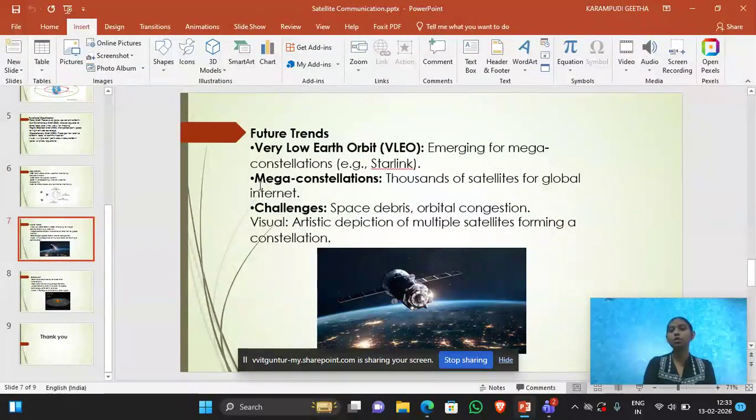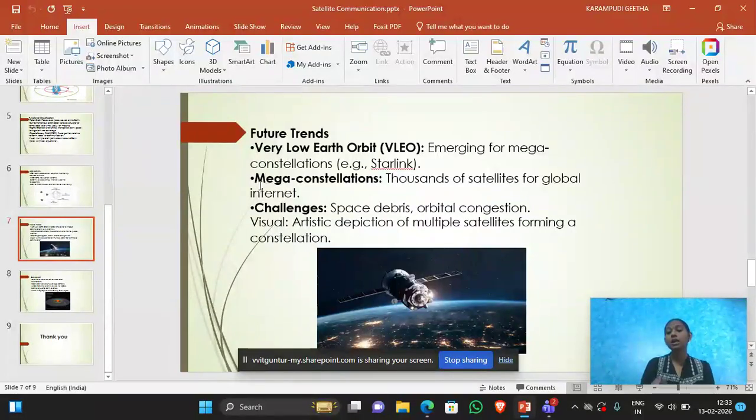Very low Earth orbit is emerging for mega constellations, for example Starlink. A mega constellation is thousands of satellites for global internet. We have seen so many satellites around the Earth.